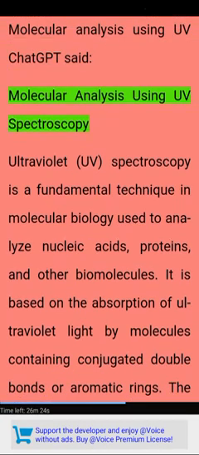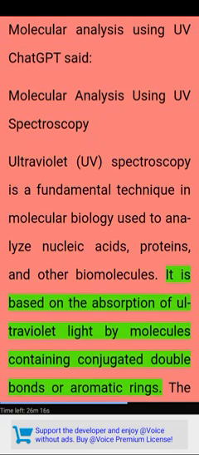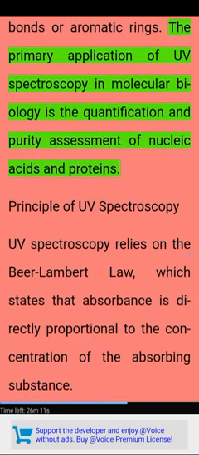Molecular analysis using UV spectroscopy. Ultraviolet (UV) spectroscopy is a fundamental technique in molecular biology used to analyze nucleic acids, proteins, and other biomolecules. It is based on the absorption of ultraviolet light by molecules containing conjugated double bonds or aromatic rings. The primary application of UV spectroscopy in molecular biology is the quantification and purity assessment of nucleic acids and proteins.